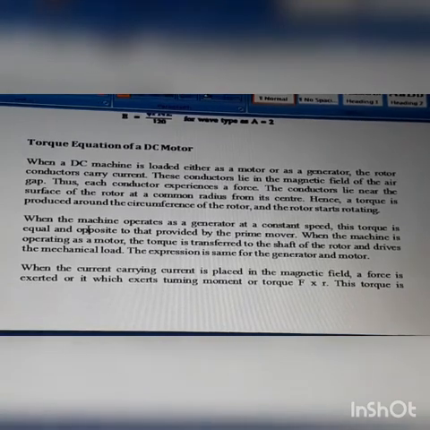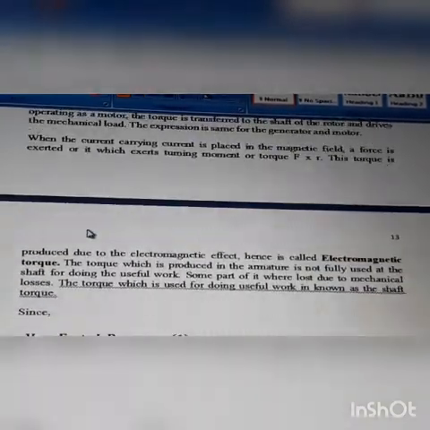Hello friends, today we will be discussing the torque equation of DC motor. Myself Sunil Bansal. So let us start with the torque equation of DC motor.